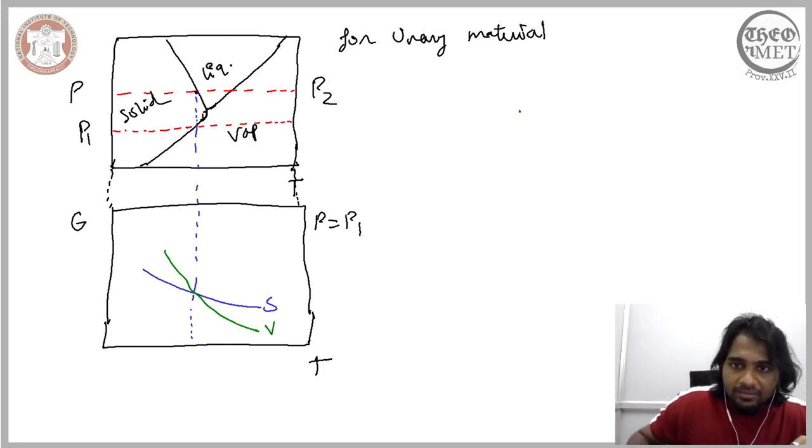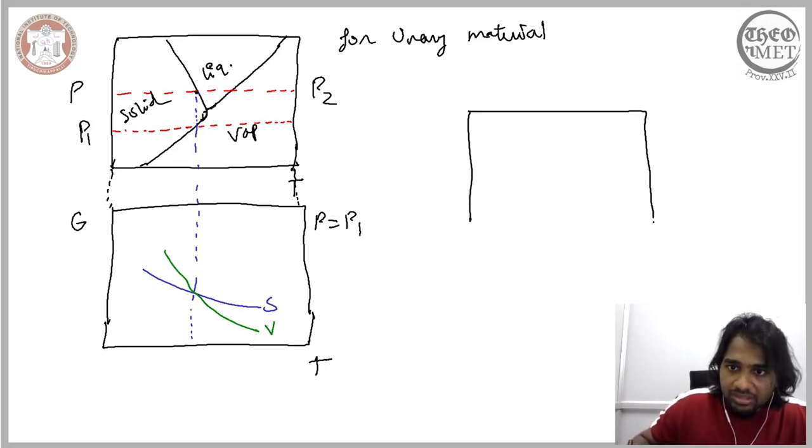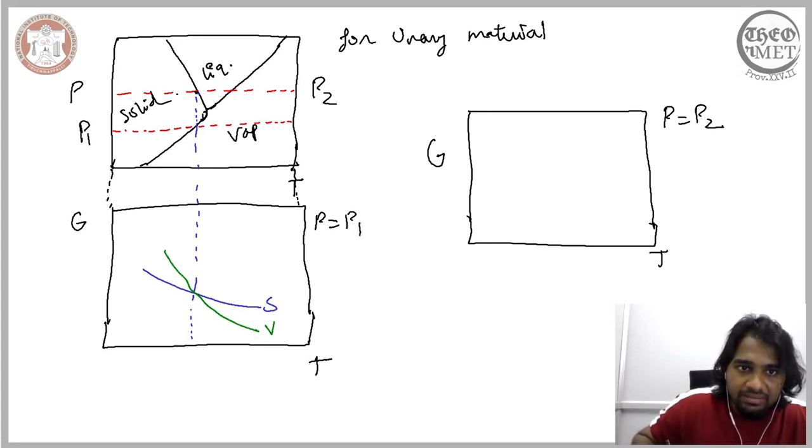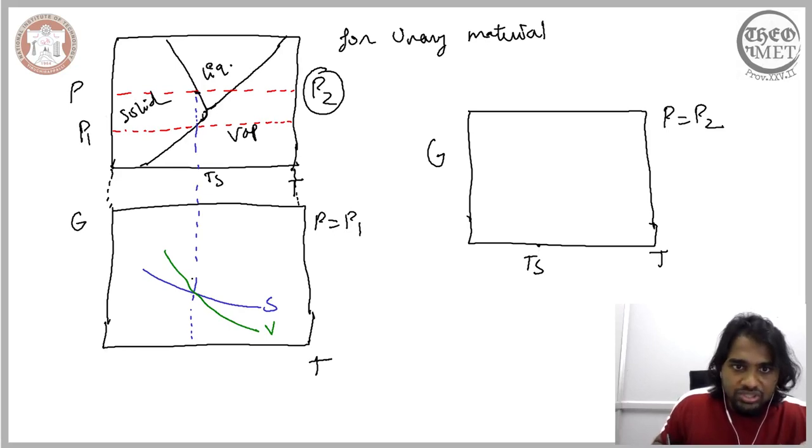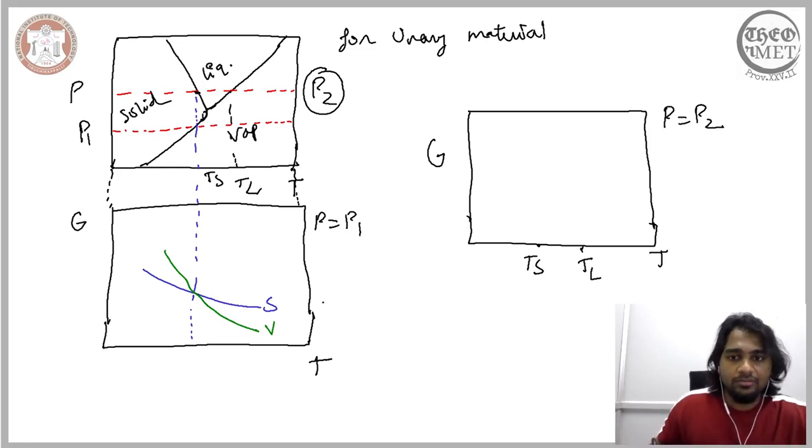Now if we want to plot such a curve, that is, illustrate how the Gibbs free energy changes with respect to the temperature when the pressure is equal to P2. So for this red line here, for P2, till this point here, let us assume it is Ts, till Ts it is the solid curve that will be the minimal most, and between TL and Ts it will be the liquid curve that will be the minimal most, and after TL it will be the vapor curve that will be minimal most.